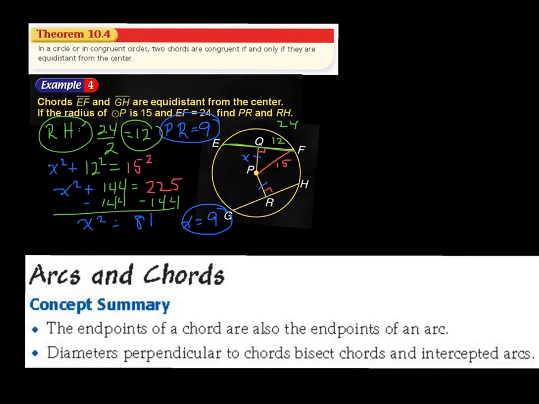Summing things up, the endpoints of a chord are also the endpoints of an arc. Diameters perpendicular to chords bisect the chords and intercepted arcs.